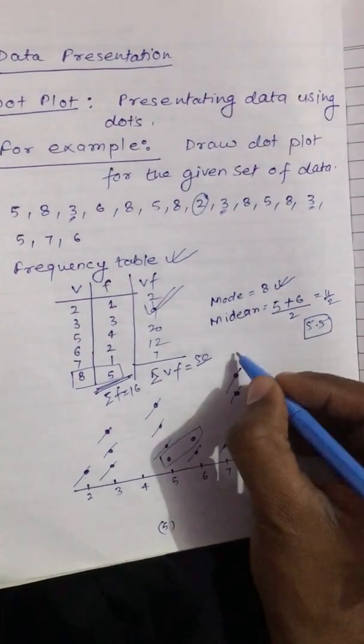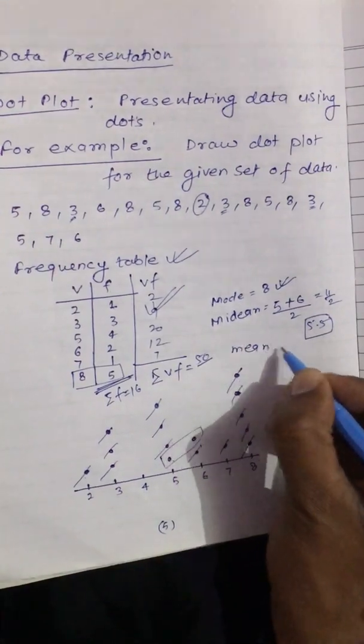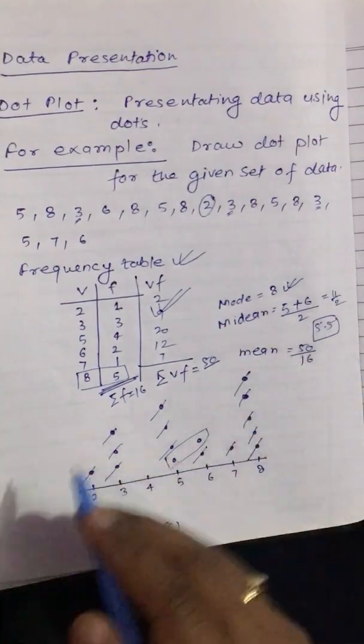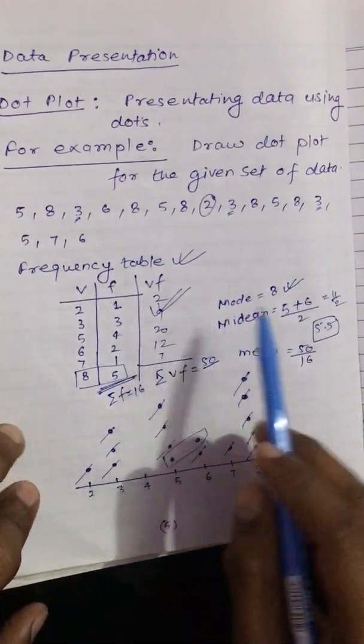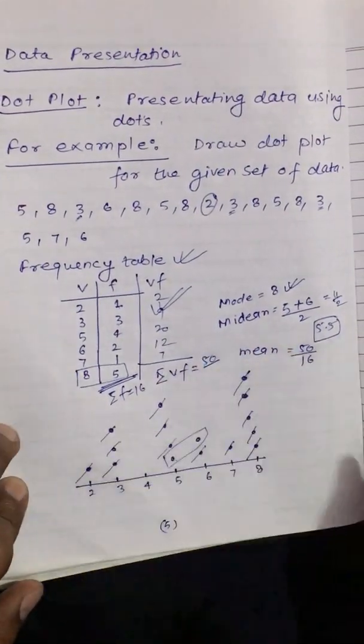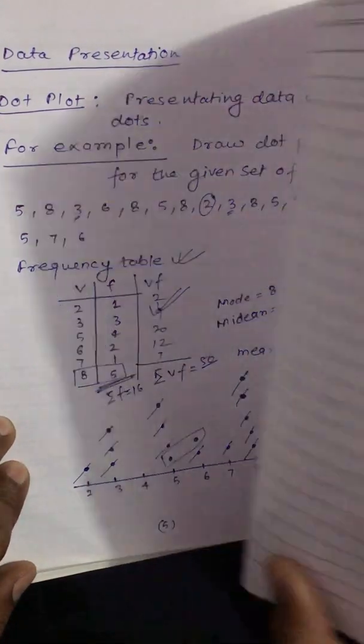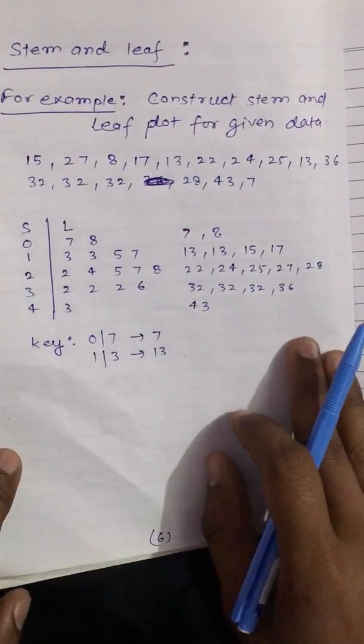So in this case, if you want to find the mean, you will do 50 divided by 16. If my addition is wrong, you can check by yourself. So that's data presentation. Let's talk about the next topic, stem and leaf plot.